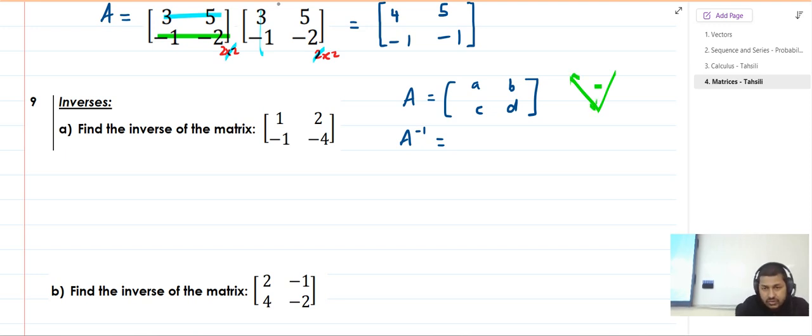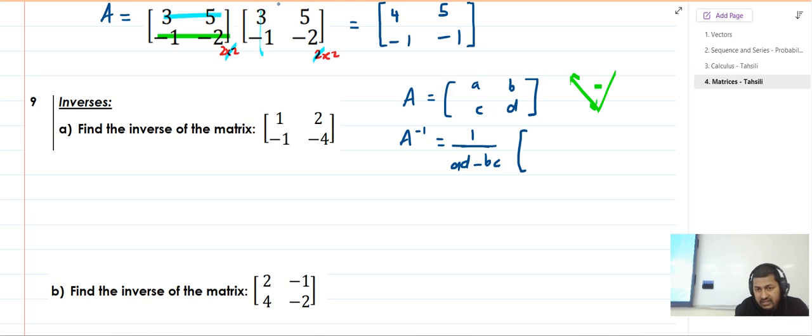So first what we're going to do is 1 over the determinant. What is it? A times D minus B times C, AD minus BC. This is called the determinant or the denominator. Now if the denominator is 0, there is no inverse because you can't divide by 0.